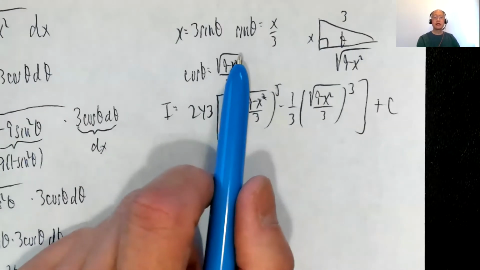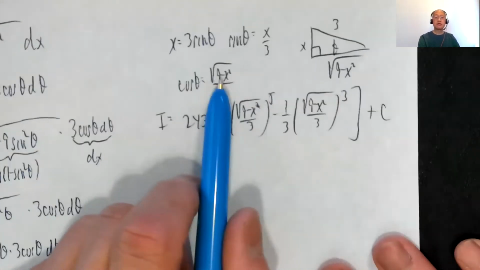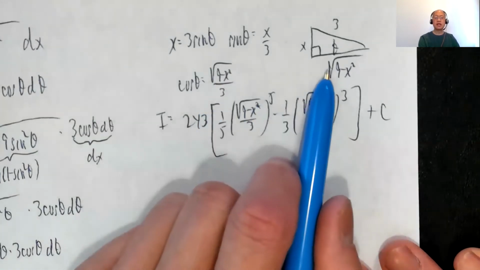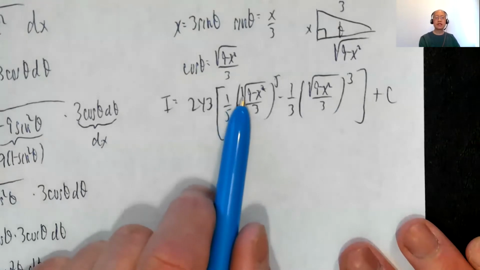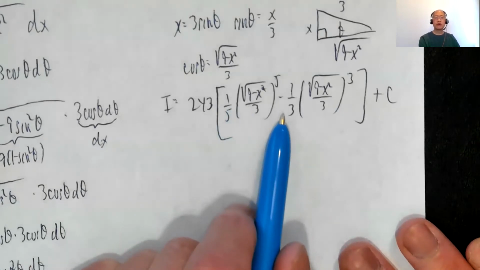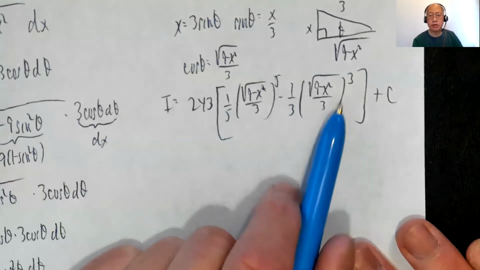Okay, so just change every occurrence of cosine theta to this, radical 9 minus x squared over 3, adjacent over hypotenuse. So finally, 243, 1/5 radical 9 minus x squared over 3 to the 5th power minus 1/3 radical 9 minus x squared over 3 to the 3rd power plus c.